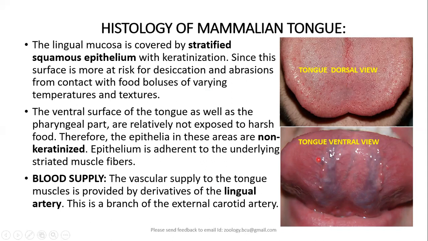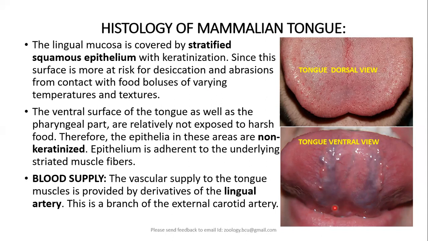Whereas on the ventral surface, as you see here, the tongue is covered by again stratified epithelium, but as the tongue along with the pharyngeal part of the oral cavity are not exposed to harsh food, the epithelium is non-keratinized, or it is not cornified. And we can also see epithelium is adherent to the underlying striated muscle fibers.